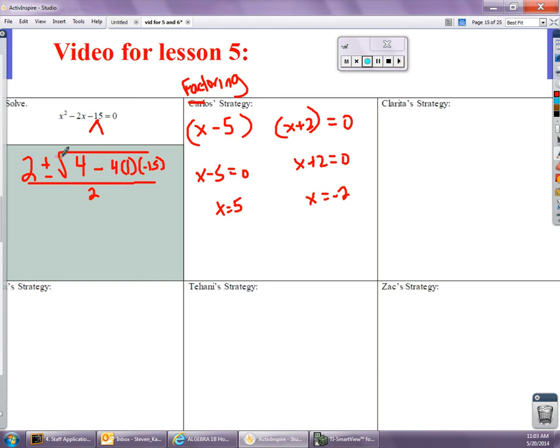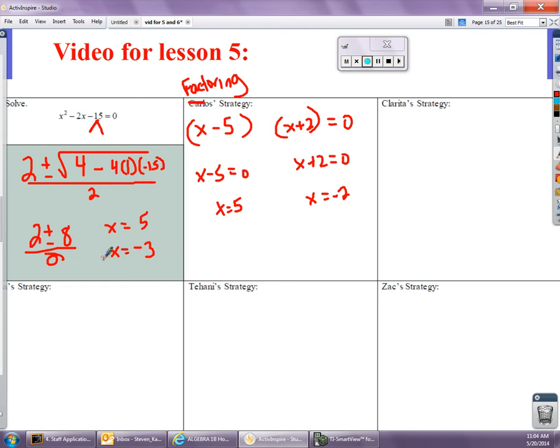So inside the square root, you get a positive 64. Square root of 64 is 8. So you get 2 plus or minus 8 divided by 2. So your two answers are 2 plus 8 divided by 2, which is 5. And 2 minus 8, negative 6 divided by 2, which is negative 3. You'll notice we got the same exact answers that we did over here.